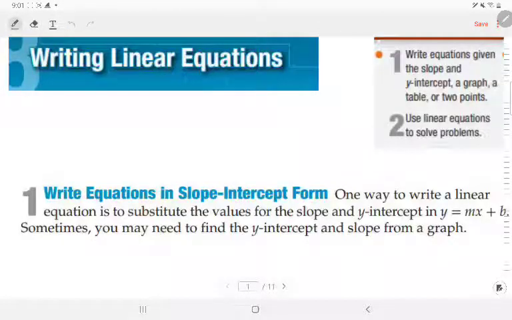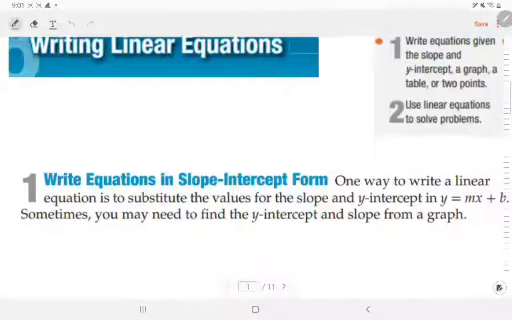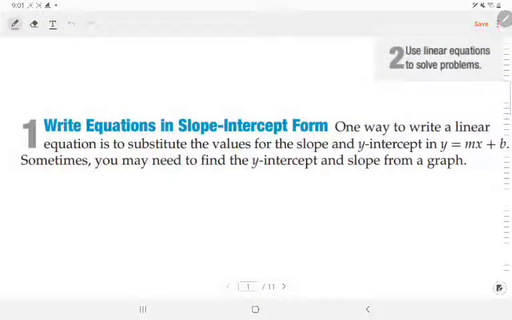All right, guys, today we're doing writing linear equations. We're going to write equations given the slope and y-intercept, a graph, a table, or 2 points. And we're going to use linear equations to solve problems. So the first part is writing equations in slope-intercept form.